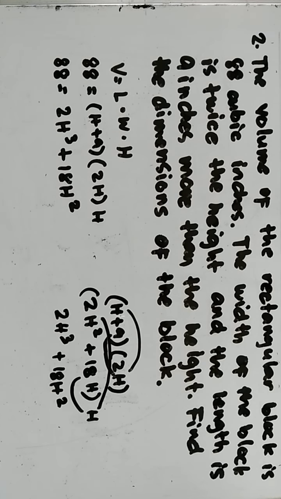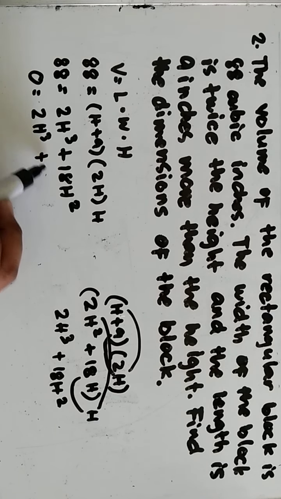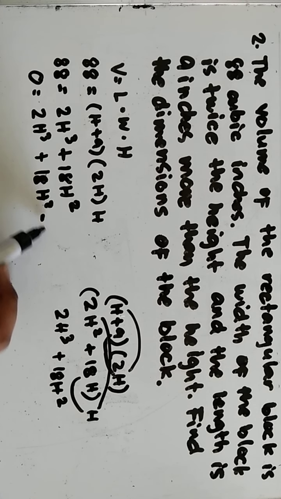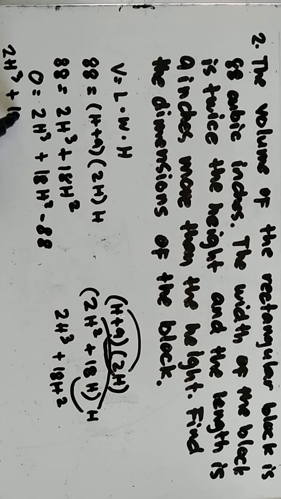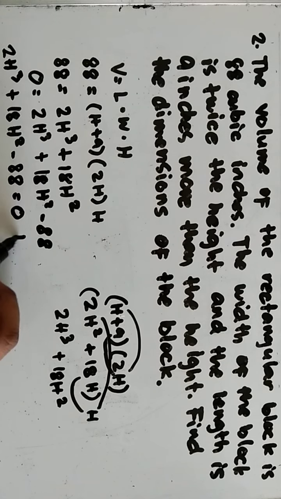Okay, nakuha. Ngayon, pwede nating ilipat yung 88 sa kabila para magkakaroon tayo ng isang polynomial. So, pag nilipat ko, may iwan dito 0, magiging 2H raised to 3 plus 18H raised to 2 minus 88. Diba? Pwede kong i-flip ang equation ko, magkakaroon ako ng 2H raised to 3 plus 18H raised to 2 minus 88 equal to 0. So, dahil meron na tong equation na nabuo, itong equation na to, ito yung hahanapan natin ng possible factors. Okay.